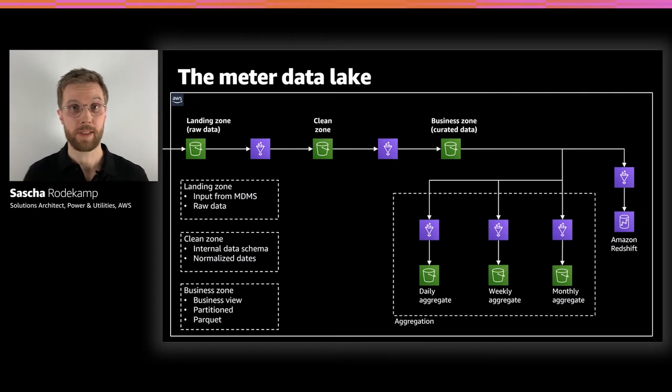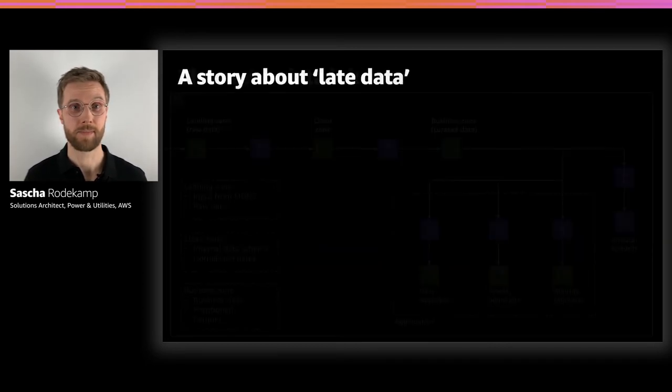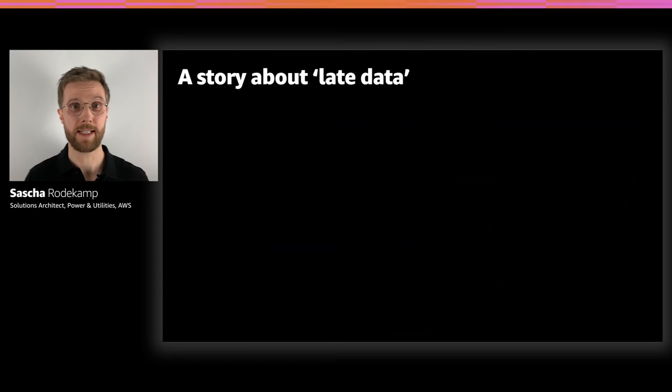And that's the right point to talk about late data. When we say late data, we mean that this happens when a meter can't deliver a read at the expected point in time. That may be due to a network problem or a defect in the meter. However, when the meter is back working again, it will redeliver this missed read at a later point in time.